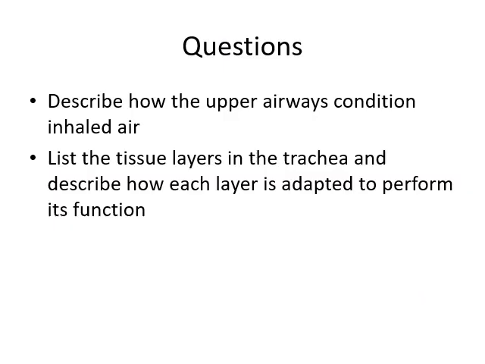Right, so I've just put out some questions for you. These two questions. Describe how the upper airway conditions inhaled air. Okay, that is the first question. And the second question is, list the tissue layers in the trachea and describe how each layer is adapted to perform its function. Okay, so I expect you to write down the answers to these two questions, and you can give me a summary of the answers either on the Facebook page or in your WhatsApp group, right?